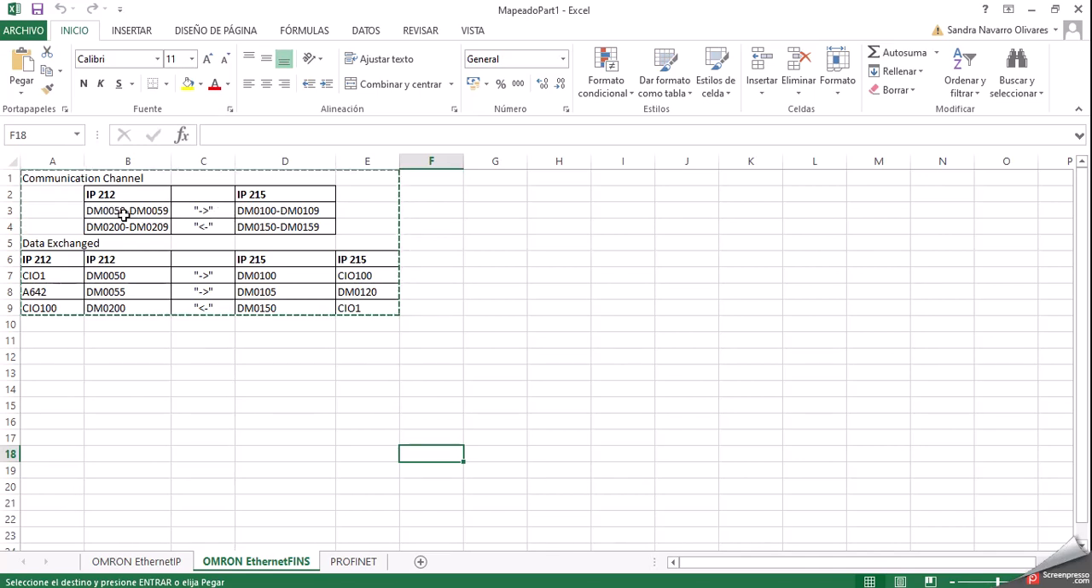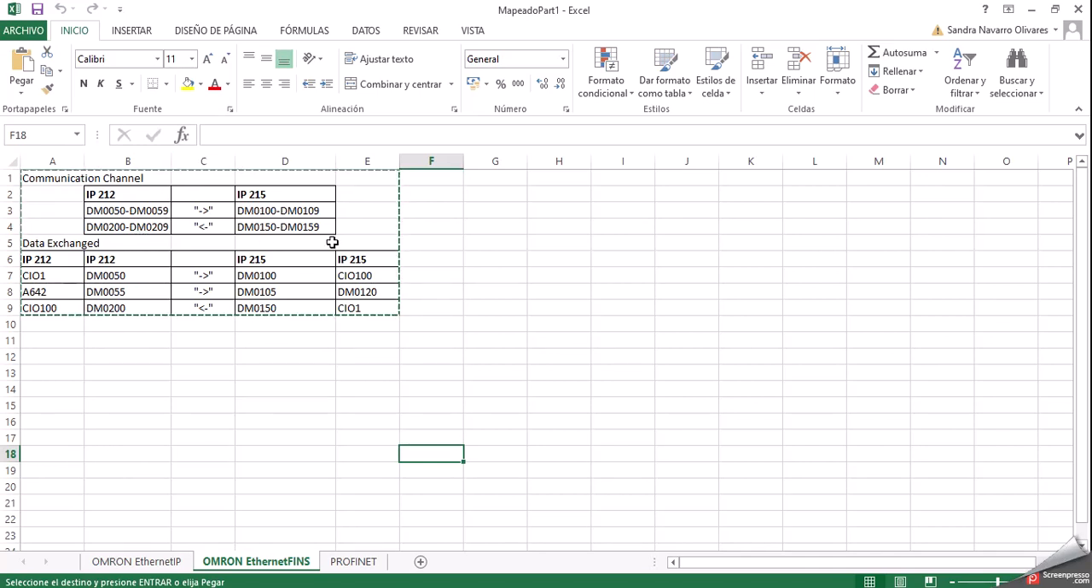channels from DM50 to 59 in the PLC with IP 212. It was moved to this DM100 to DM109 in the PLC with IP 215, and the other way around. From the 215, those channels move to those channels in the IP 212.